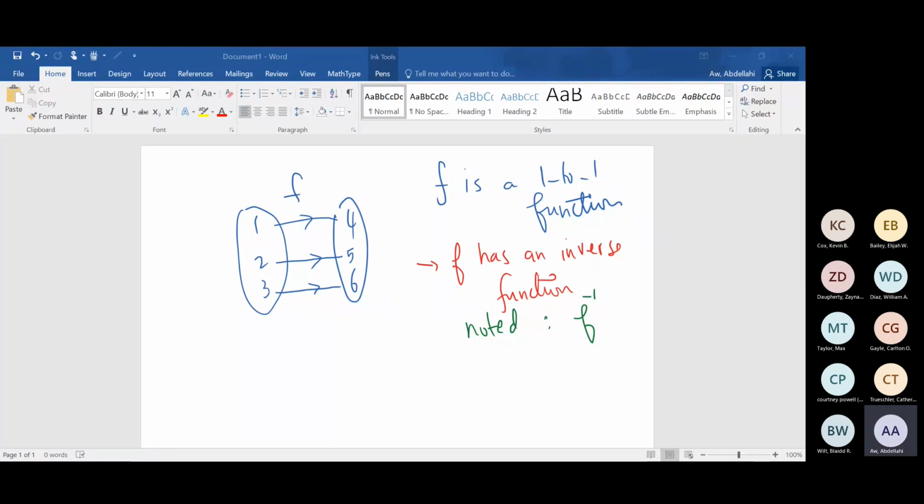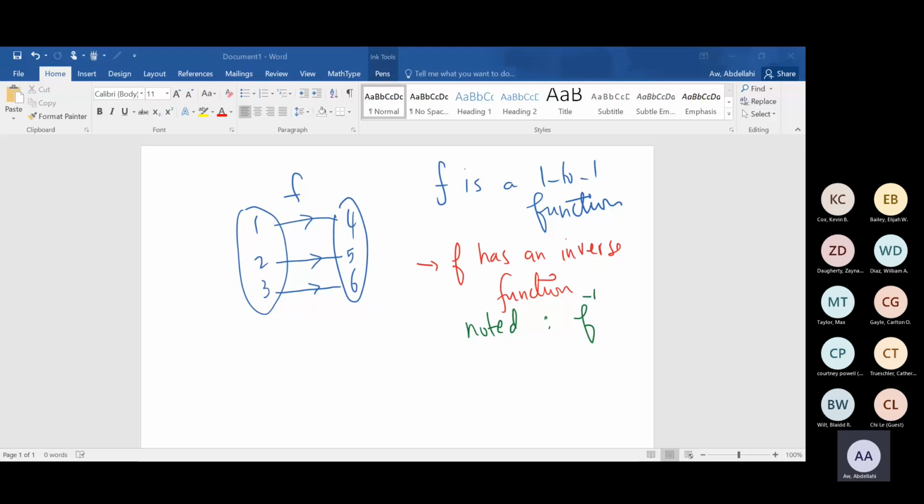So this -1 that you see here is not an exponent. It is more just a label. We can think about where the -1 comes from, and we can do the analogy with the exponent, but we're going to take it as is. It is not an exponent here.